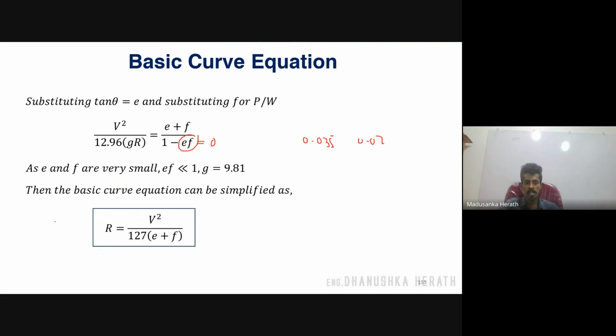Then from this equation, we can calculate the value of R, that is V squared over 127 (E plus F). So this is called the basic curve equation. Right, so is it clear?